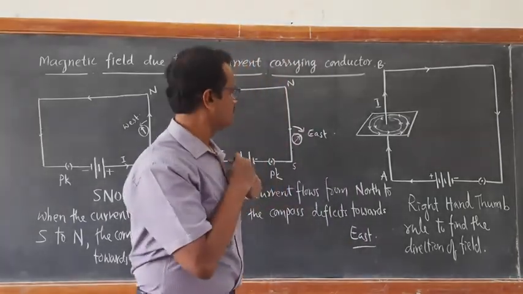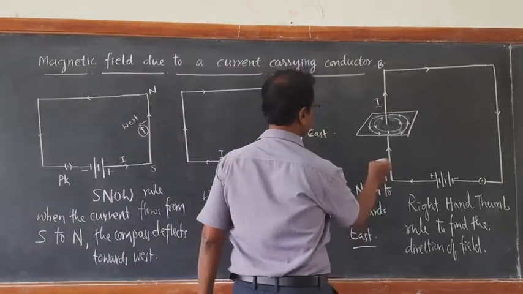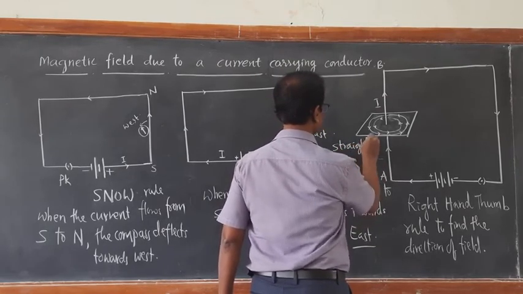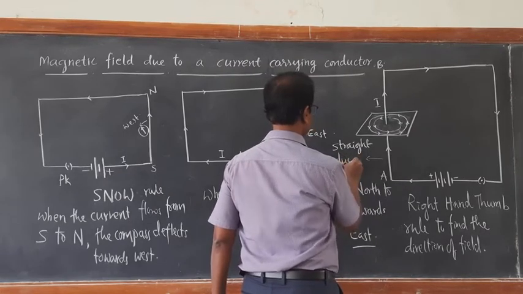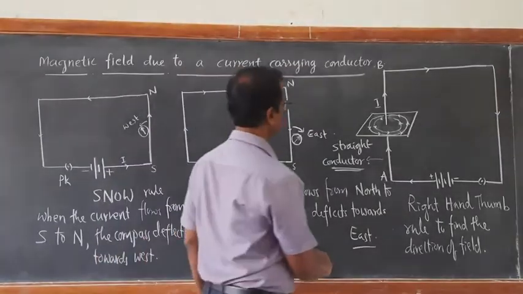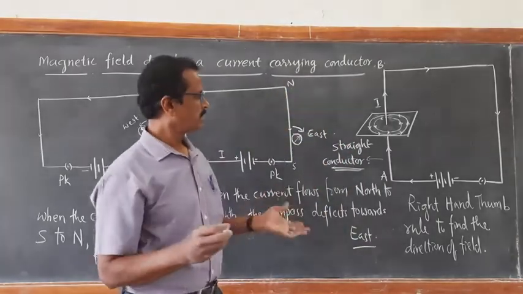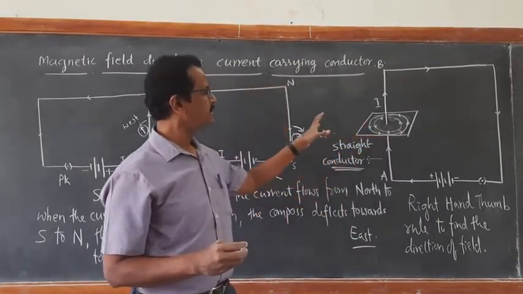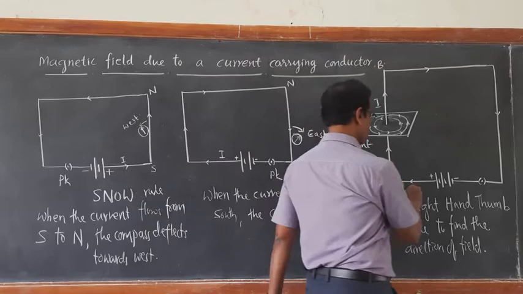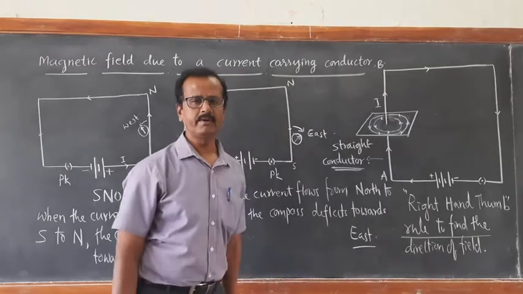So these experiments show that the current carrying conductor, this is a straight conductor. What is this? AB is a straight conductor. So this straight current carrying conductor behaves like a magnet, and the magnetic field lines around the current carrying conductor can be found out with the help of right hand thumb rule, to find the direction of magnetic field.